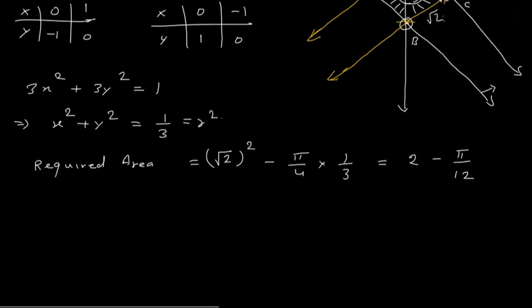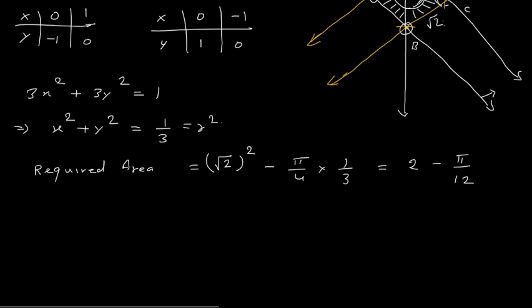Wait, I am using a wrong formula for area. Yes, for a circle it is pi r square, not pi by 4 r square. So pi r square. So this is not pi by 12, it is pi upon 3. So your required area is 2 minus pi upon 3.